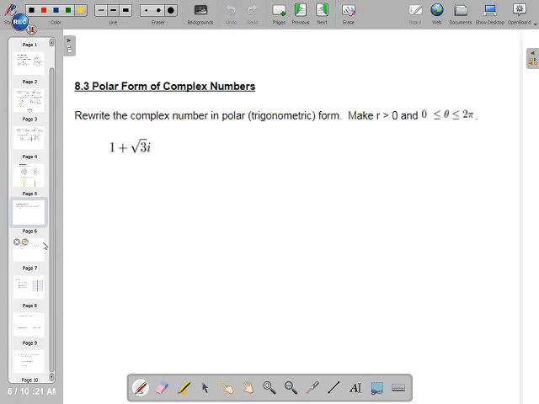That's graphing polar. We didn't do a ton of that. Polar form of complex numbers. Okay, so you need to know, first of all, when it says trigonometric form, your answer must look like this.